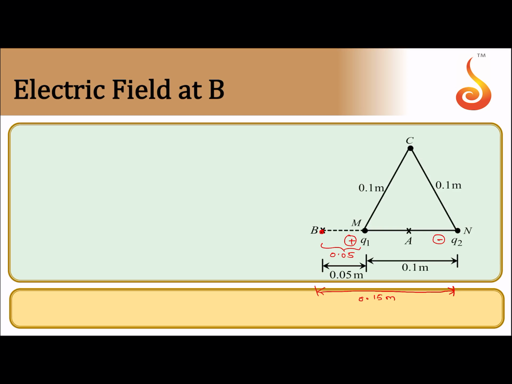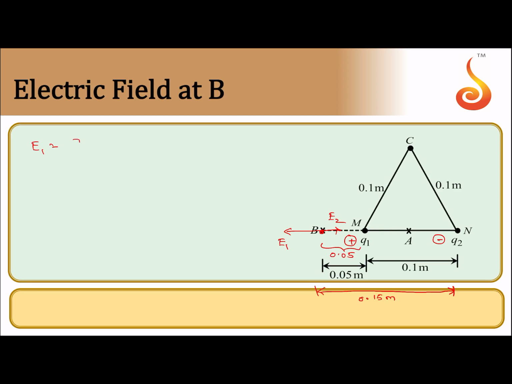Now, Q1 is positive. Will it attract or repel? It will repel. Therefore, the direction of electric field at B will be to the left, whereas Q2 is negative. It is going to attract, it is going to pull you inwards. Therefore, E2 will be towards Q2 or to the right. So, your resultant electric field will be E1 minus E2. E1 was to the left, I have taken it positive. So, E1 minus E2 to the left will be your resultant electric field. So, let us get E1 and E2.